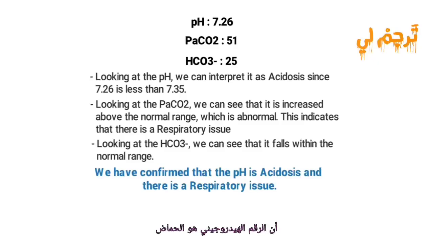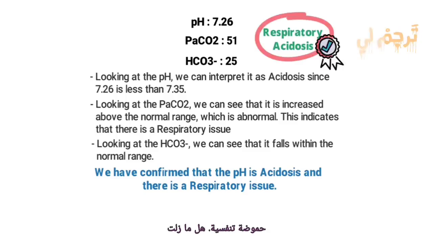So, now we have confirmed that the pH is acidosis, and we looked at the PaCO2 and bicarb to determine that there is a respiratory issue. This ABG can be interpreted as respiratory acidosis. Are you still with me? If so, let's go through another example, shall we?